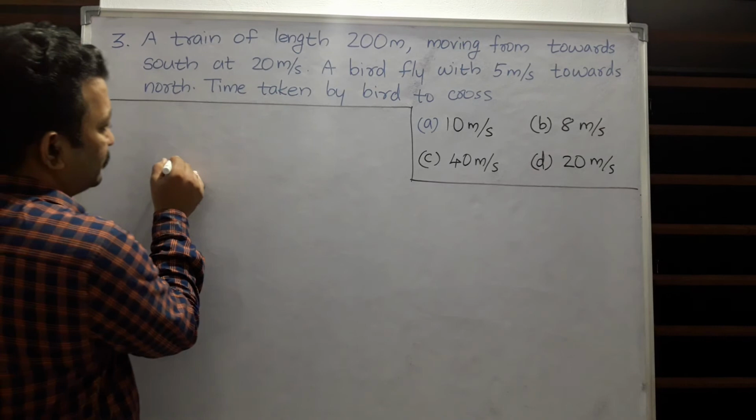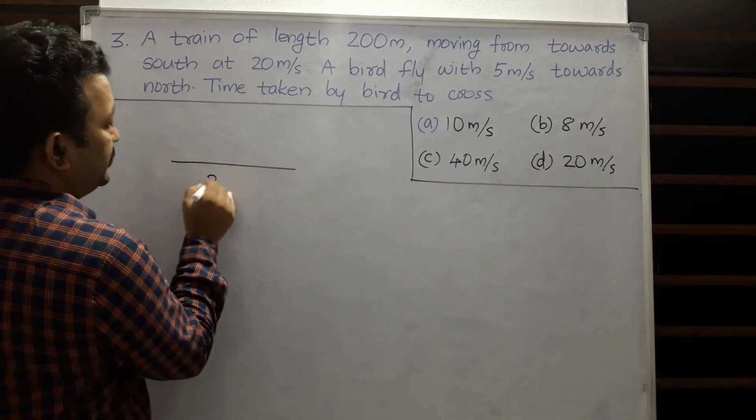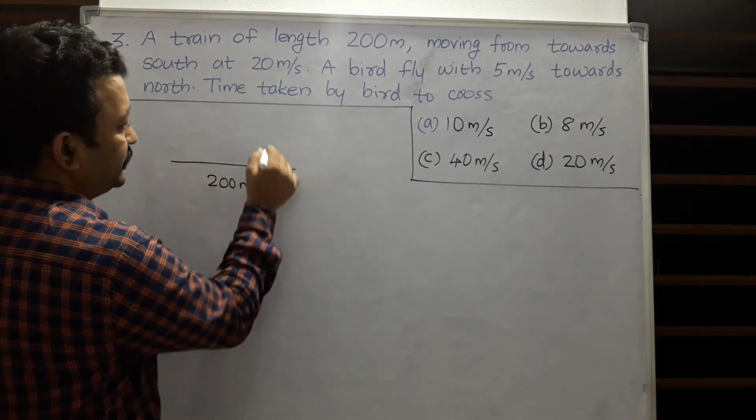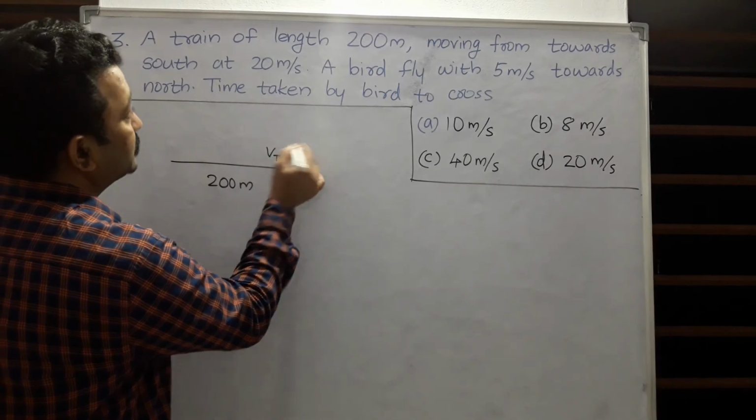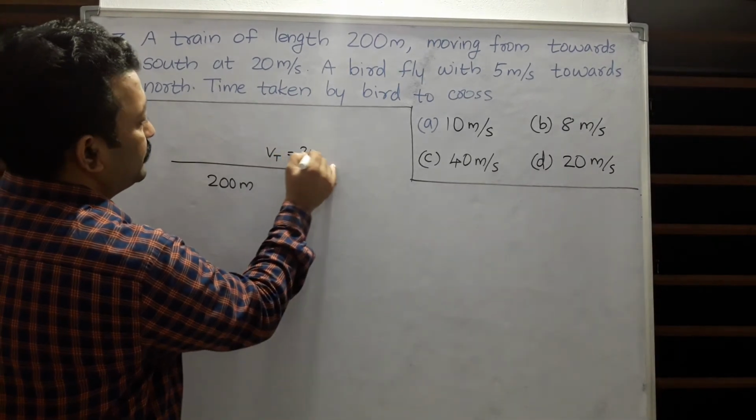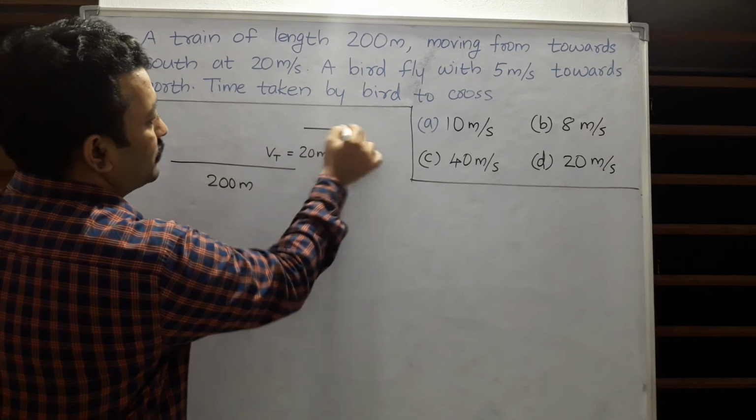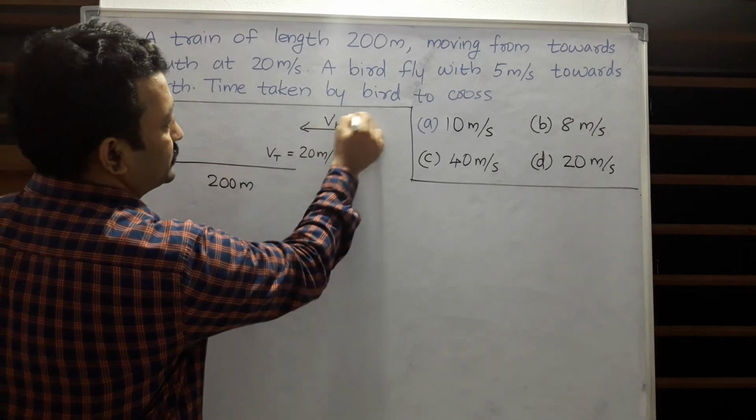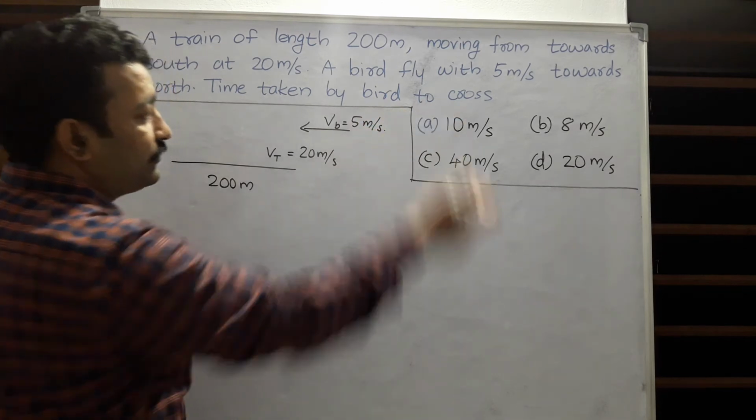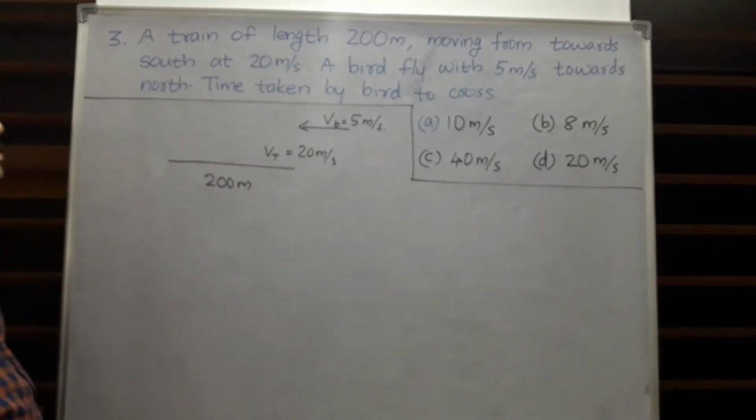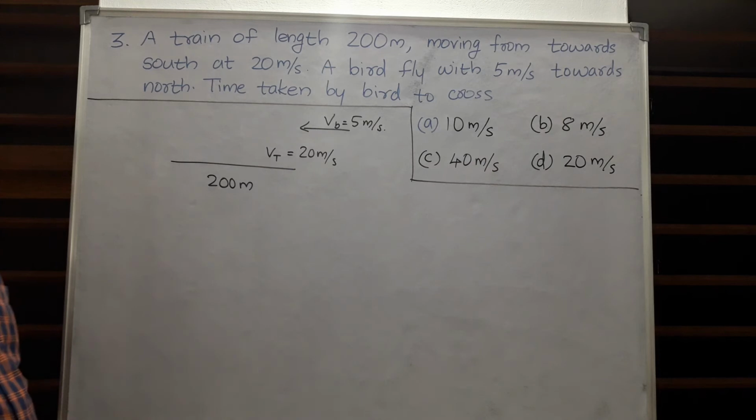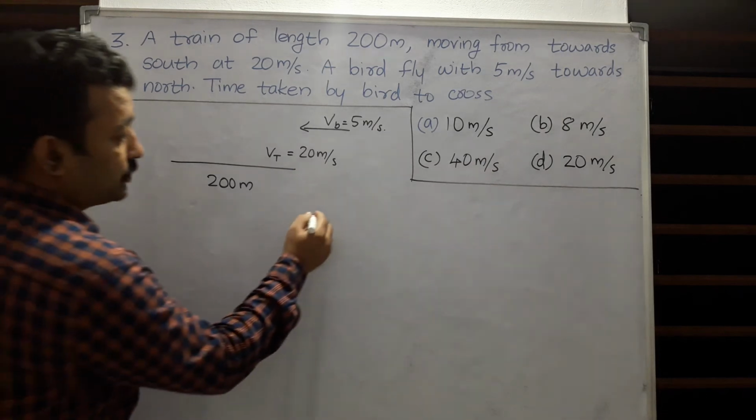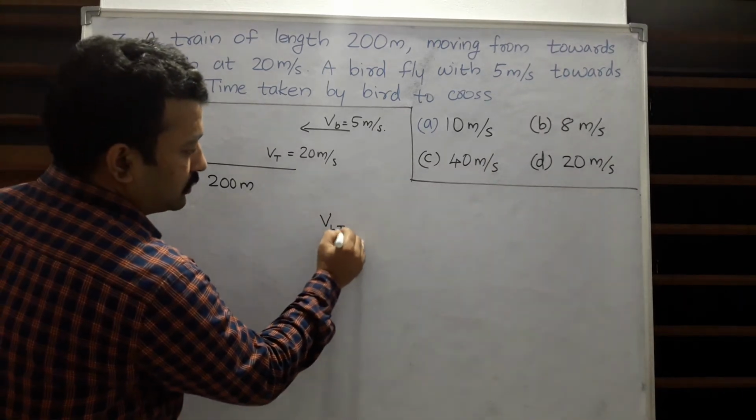The problem is like we have a train of length 200 meter and the train is moving towards, say, south with the velocity of 20 meter per second, and the bird is flying with velocity, say, 5 meter per second. We need to find the time taken by the bird to cross the train. We'll take the relative velocity of bird with respect to train.